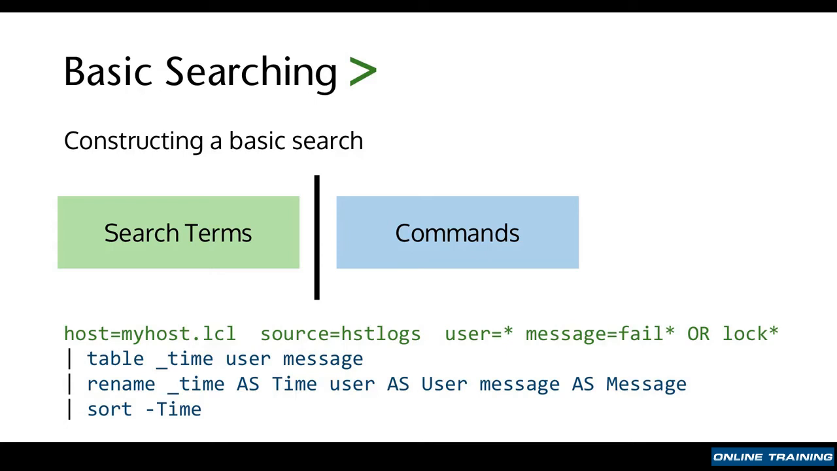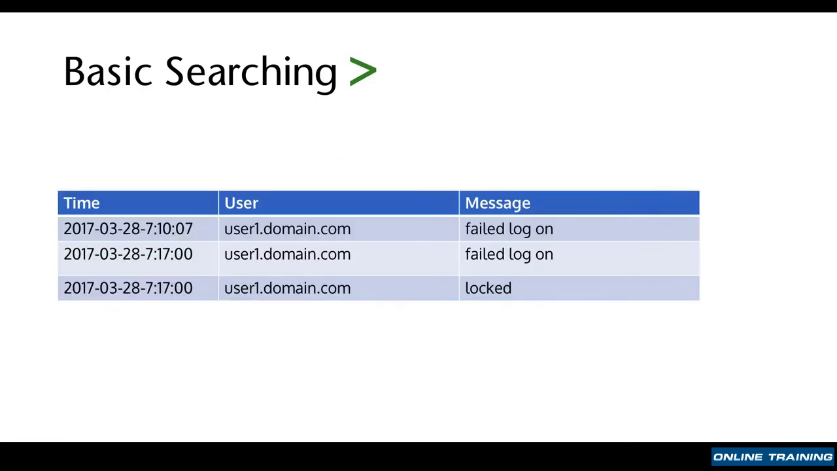So pause the video right now and see if you can come up with what the output of this search string is going to look like. Here is what it will look like. We have 3 fields, 3 columns: time, user, and message. We have a timestamp, we have usernames, and we have the message that either contains fail or lock.